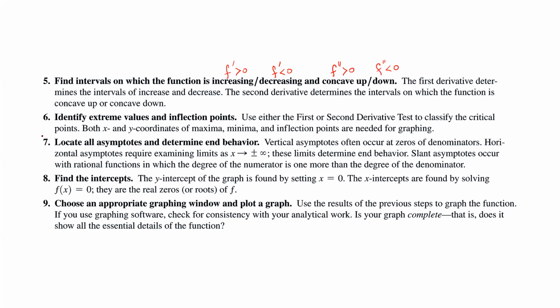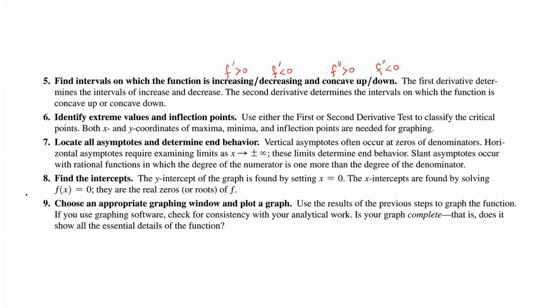And then the last couple of steps here are just adding in some extra details. Are there asymptotes or end behavior that we should consider, and intercepts, in other words, the points where it crosses the x and the y axes. So those last two are not really related to what we did in the previous steps, but they're going to be useful for helping us to piece together a graph in the end.